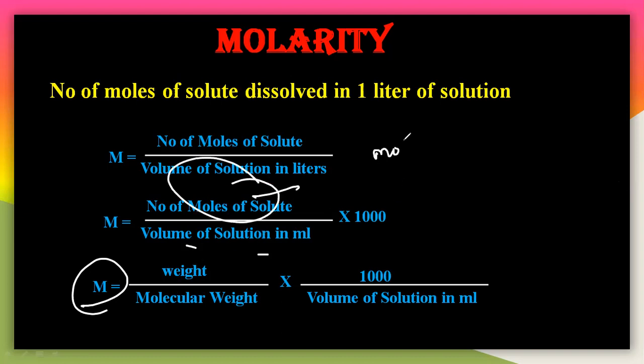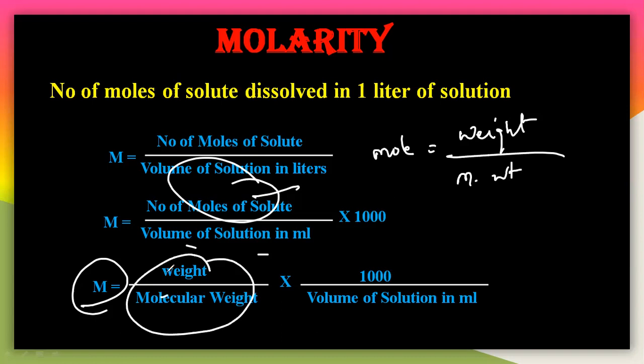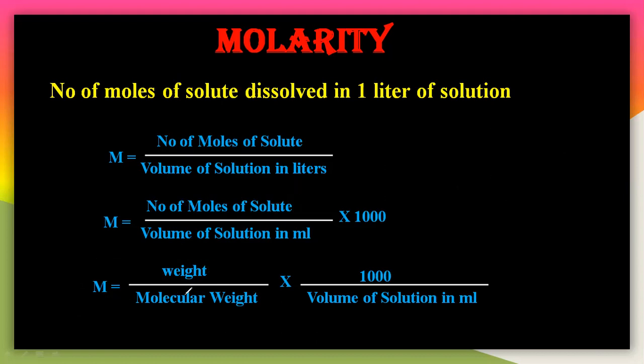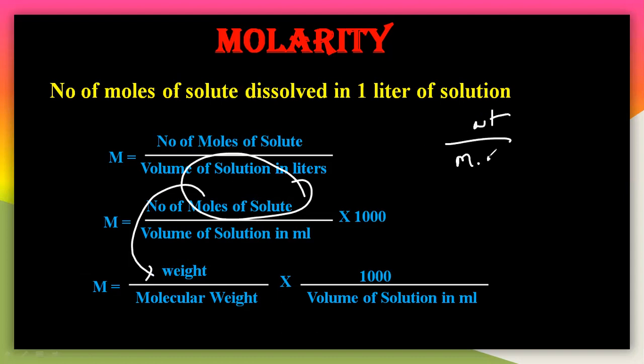You know that mole is equal to weight by molecular weight. So see here, the moles of solute is weight by molecular weight, and then it is divided by the volume of solution multiplied by 1000. You can easily understand that. So you have given weight by molecular weight.